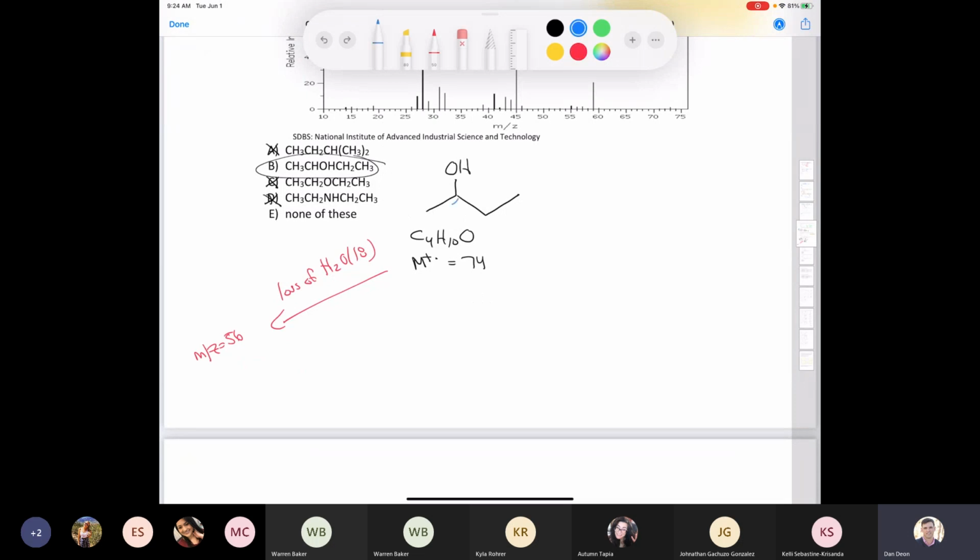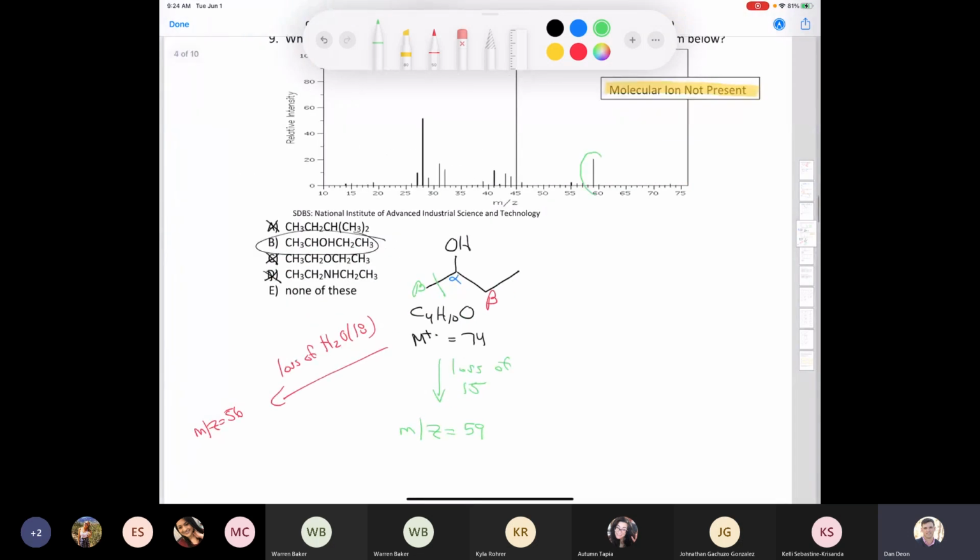But you notice that we have an alpha carbon here, a beta carbon here, and then a beta carbon over here. Now you notice here that the 2 beta carbons are different. The beta carbon in green, if I cleave that one, what am I going to lose? I'm going to end up losing a methyl, so I'm going to lose 15. If I take 74 and I lose the methyl radical, I end up with a mass over charge equal to 59. Well, look, I have that right here. I have a mass over charge equal to 59.